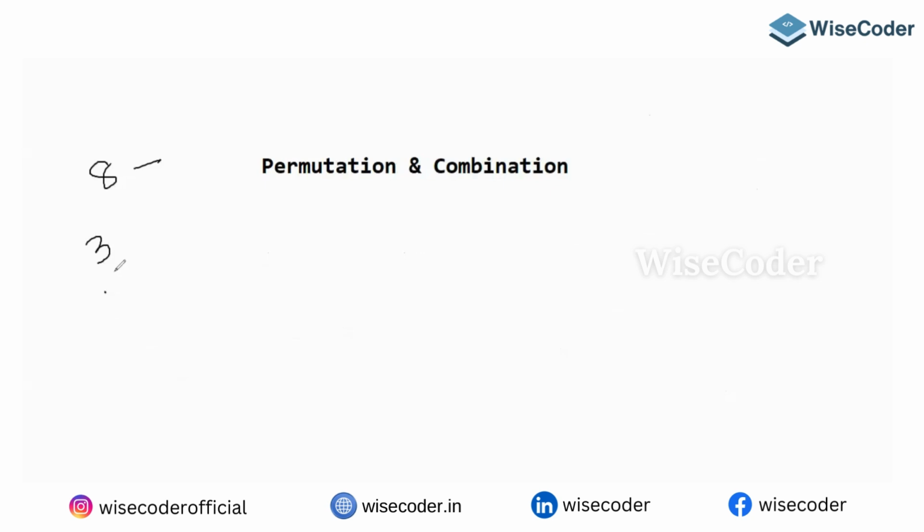So tie those 3 persons: A, B, C is one entity. D, E, F, G, H, so this is 5 and this is 1. The total is what, guys? 6. So that is nothing but 6P6, which will give you 6 factorial.